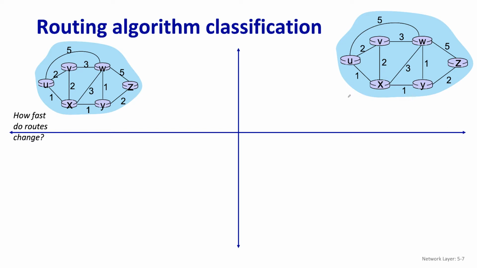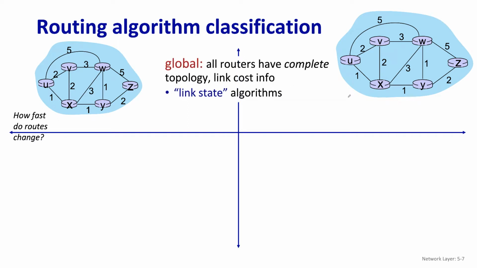So whenever we have any routing algorithms, the way that we define the routing, we have two ways. Most of the time, either we have something called global, where all the routers have a complete topology. They are aware of the whole topology of the network. And this kind of routing algorithm is called link state.